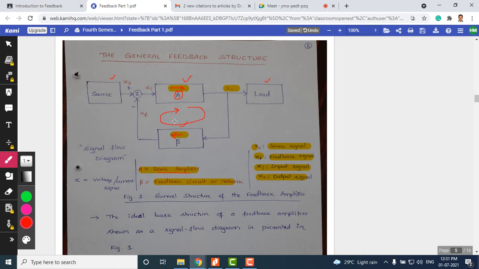This is the loop gain, which is also an important part we discussed in the oscillator circuit. The load can be resistive, it can be capacitive, it can be anything, depending on the type of application. The basic amplifier can be a common source or even a common emitter amplifier.